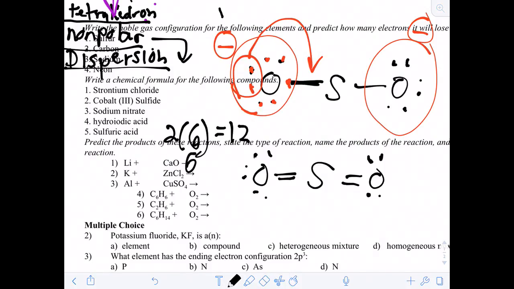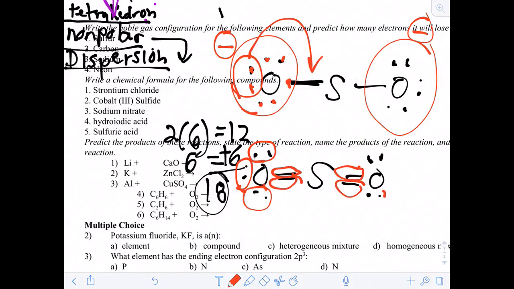Plus another 6 for sulfur. I'm going to add that in. So how many electrons am I looking for? 18 total. Let's count them up. Ready? 2, 4, 6, 8, 10, 12, 14, 16, 18.